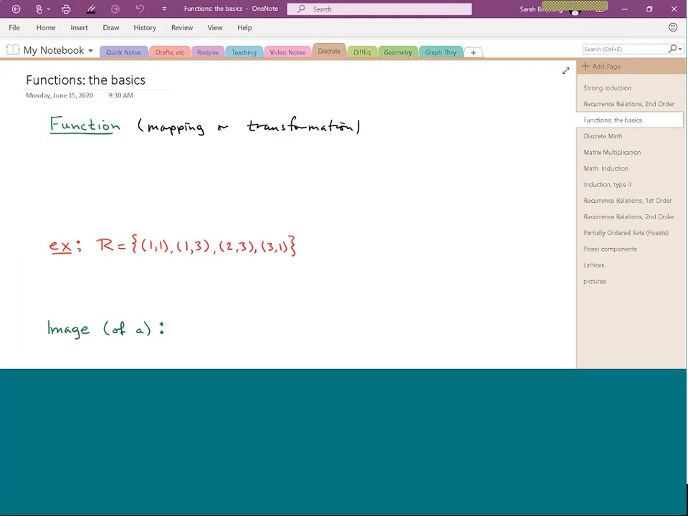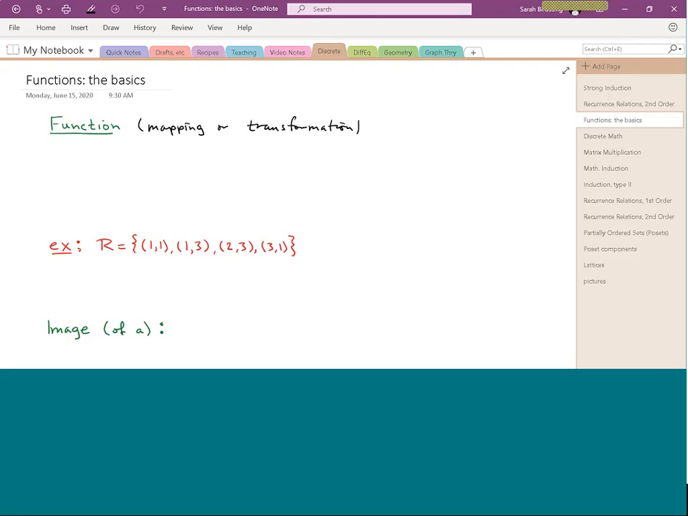I'm assuming that all of you have worked with functions for at least several years of your life, but we're going to look at a couple of very specific types of functions that we deal with in discrete math, or some, if you will, properties of functions, okay? So the first thing is definition.